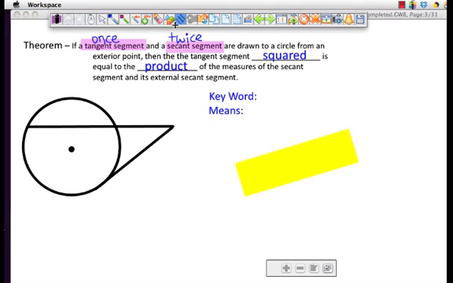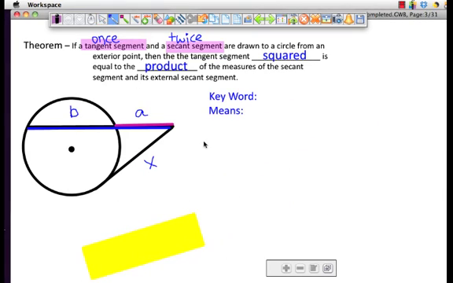But I'll just show you what they mean. Let's call this X, let's call this A, and let's call this B. All right, they are saying that you could do X squared equals A, the outside piece, times B, the whole piece. It's still the exterior piece times the whole. But look at it. A is the outside, B is the inside, but it's supposed to be the exterior piece times the whole piece.